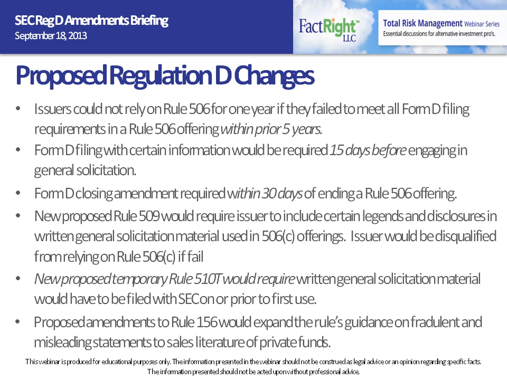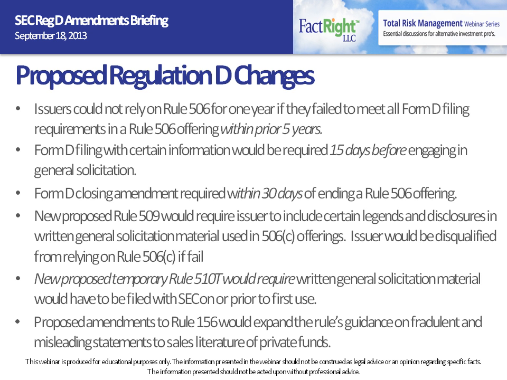In addition, there's a new proposed Rule 509 that would require issuers to include certain legends and disclosures in their general solicitation material used in 506C offerings. And the issuer would be disqualified from relying on 506C if it fails to do those disclosures. And this is the most significant, I think, requirement.